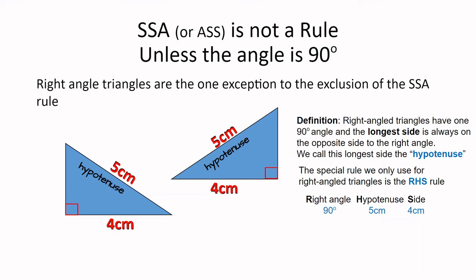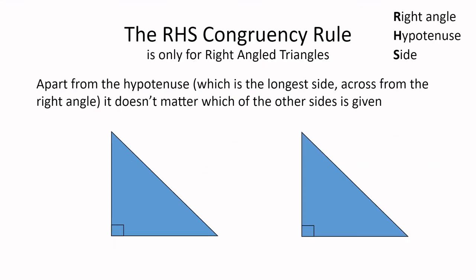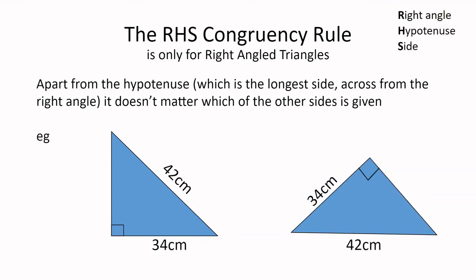So here, by the RHS rule, the right angle, the hypotenuse, which is across from it, and another side length that's given, these two triangles are congruent. If you want to pause to get that information down, our last rule, the RHS rule, applies only to right angle triangles where you've got the right angle, the hypotenuse side, which is across from the right angle, and either of the other two sides. It doesn't matter which one. One last example before we get into the practice.